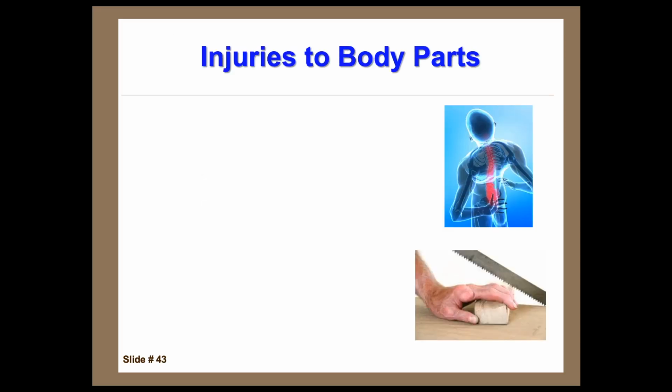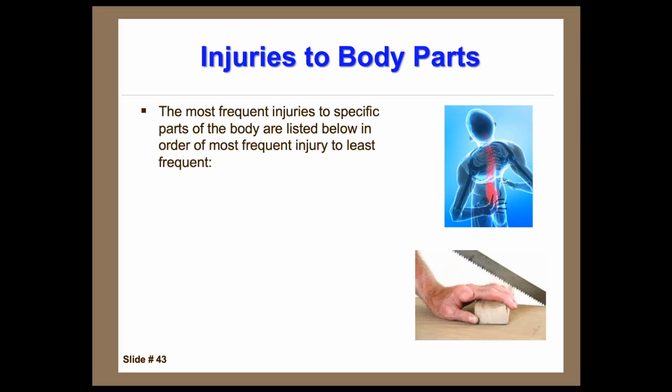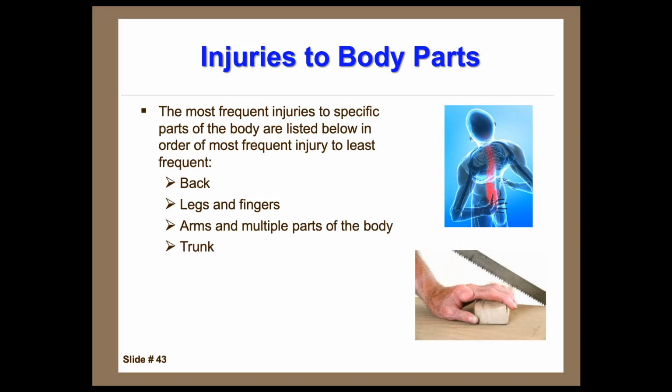Injuries to body parts. The most frequent injuries to specific parts of the body are listed below in order from most frequent injury to least frequent. Back, leg and fingers, arms and multiple parts of the body, trunk, hands, eyes, head and feet, neck, toes and body systems.